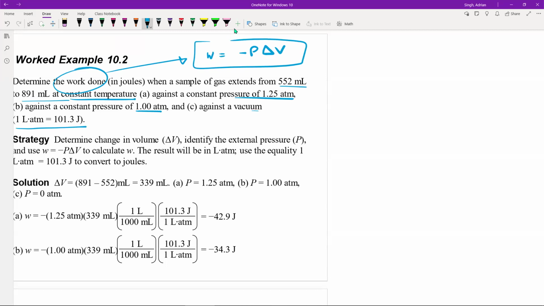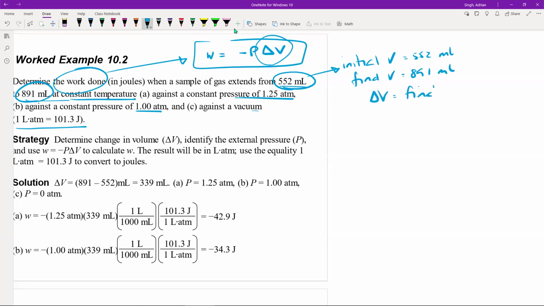So what we would need is, first of all, delta V, our change in volume. And we have to look at the information that's given. It extends from 552. So that's where we're starting. That's my initial V. And then we end up at 891. That's going to be our final. So initial V here is 552 milliliters. Our final volume is 891 milliliters. So our change in V, change in anything, delta of anything, is final minus initial. So we have 891 minus 552. So that's going to give 339 milliliters as my delta V.